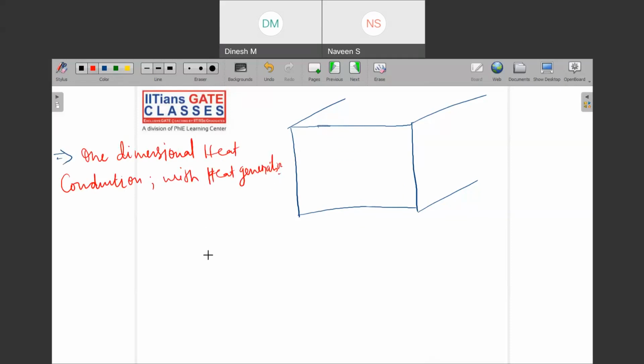with heat generation. Then what happens here is that we are trying to find out, like we have one situation. What is that?